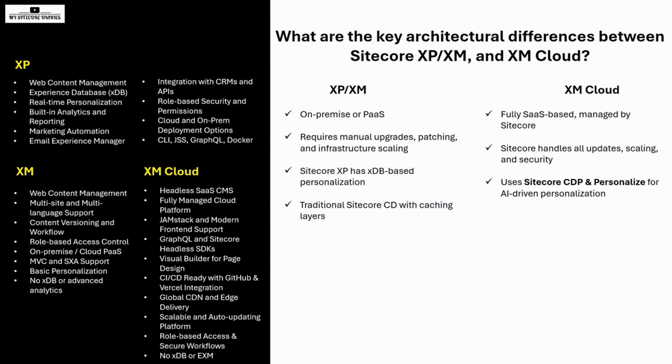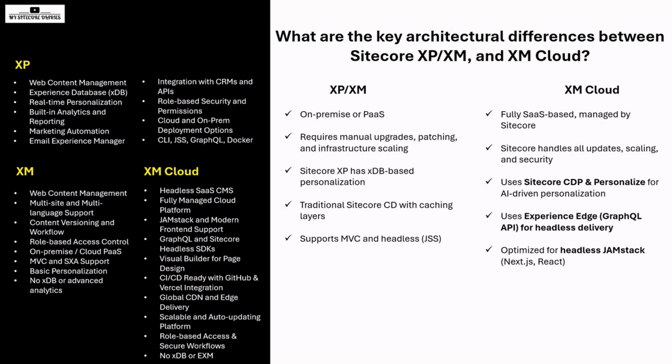Then we have a traditional Sitecore CD with a caching layer. So XP and XM have a Sitecore CD, which has a caching layer. We can utilize those caching layers to speed up the application, whereas XM Cloud uses Experience Edge, which is nothing but a CDN. So you can take advantage of the CDN features, and it is faster. XP and XM support MVC and headless architecture, whereas XM Cloud supports the optimized Jamstack architecture for headless.